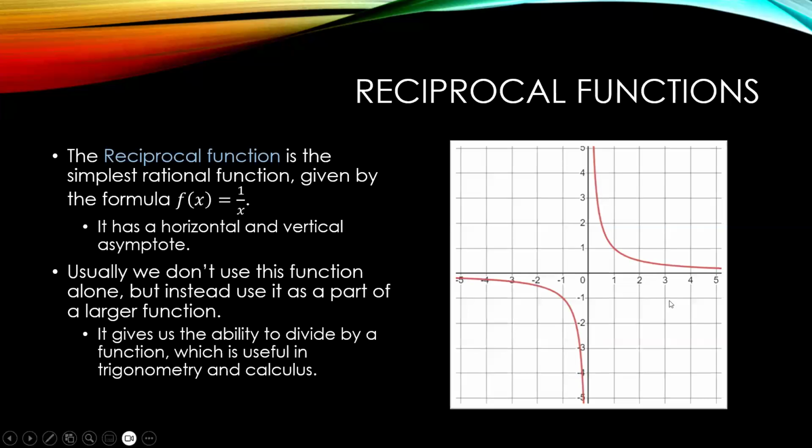It has a horizontal asymptote and a vertical asymptote. Usually we don't use this function alone, but instead use it as part of a larger function. I mean, this is a simple ratio. And so if we are dealing with something where a ratio is involved, we might be using a reciprocal function.